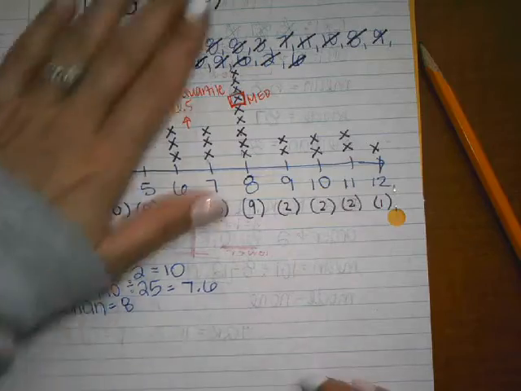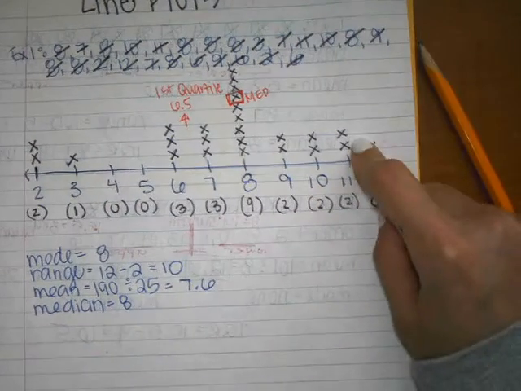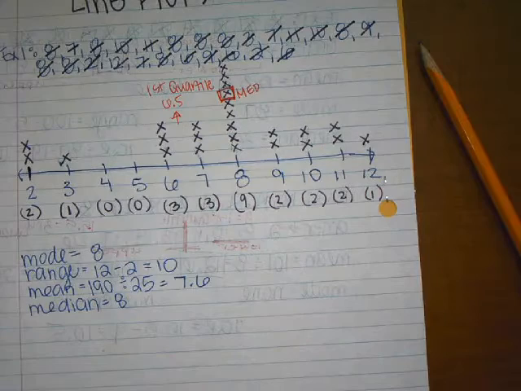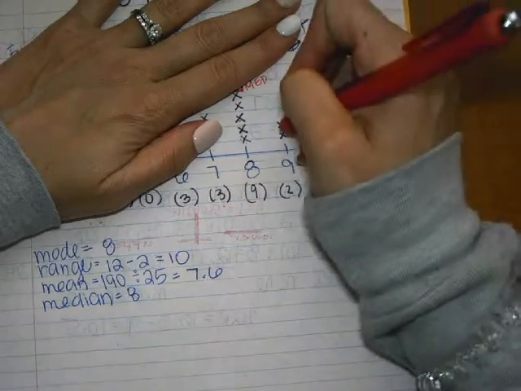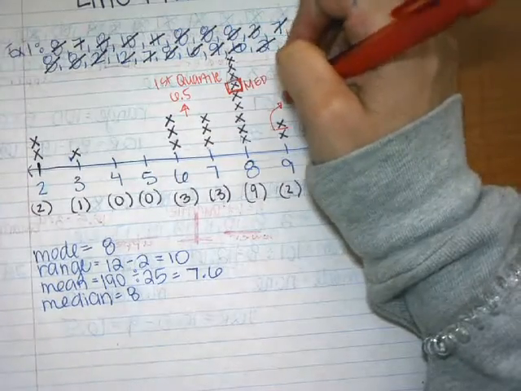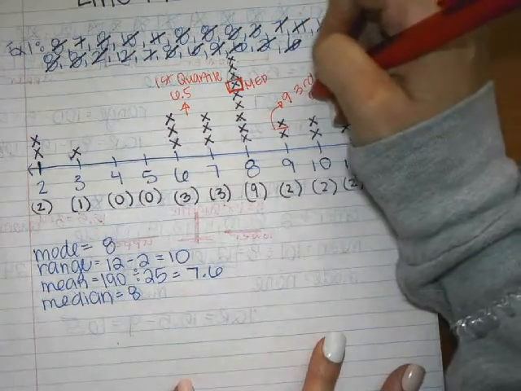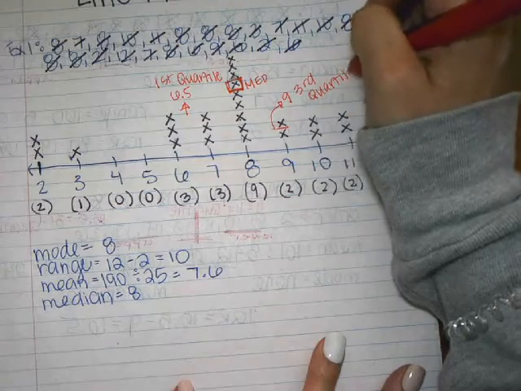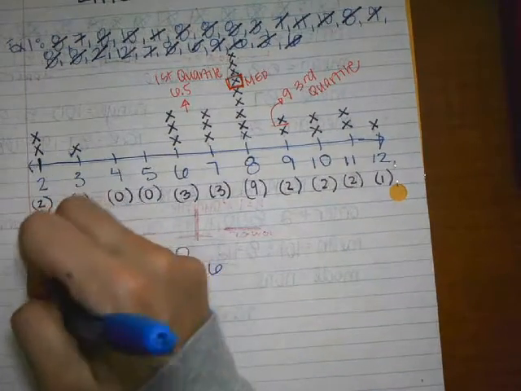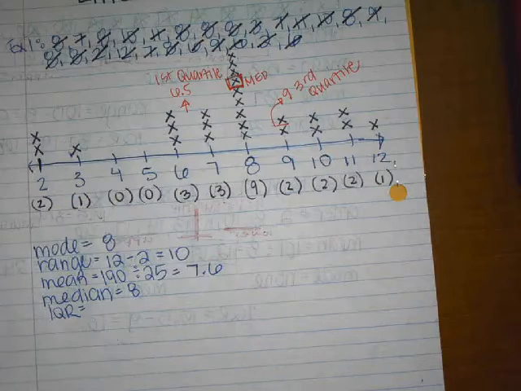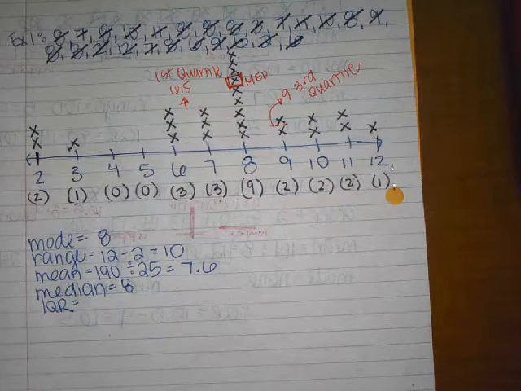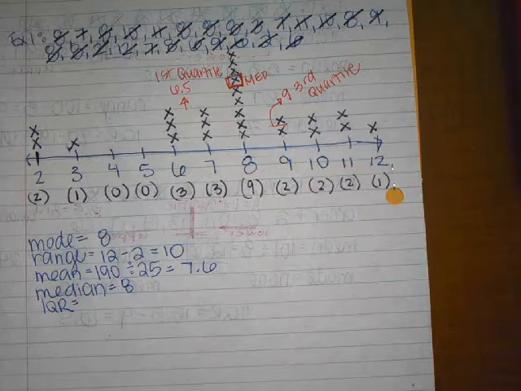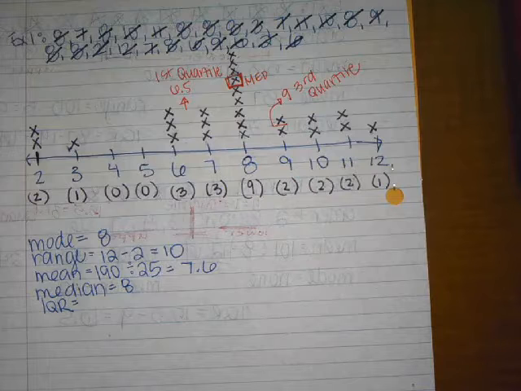Now we need to do the same thing with the upper x's. So find the median of the upper set of x's. Go. What are you guys telling me, everyone? 9. 9. Very good. So 9 is your third quartile, which means I can now find my IQR. So everyone find your IQR. Which is what?